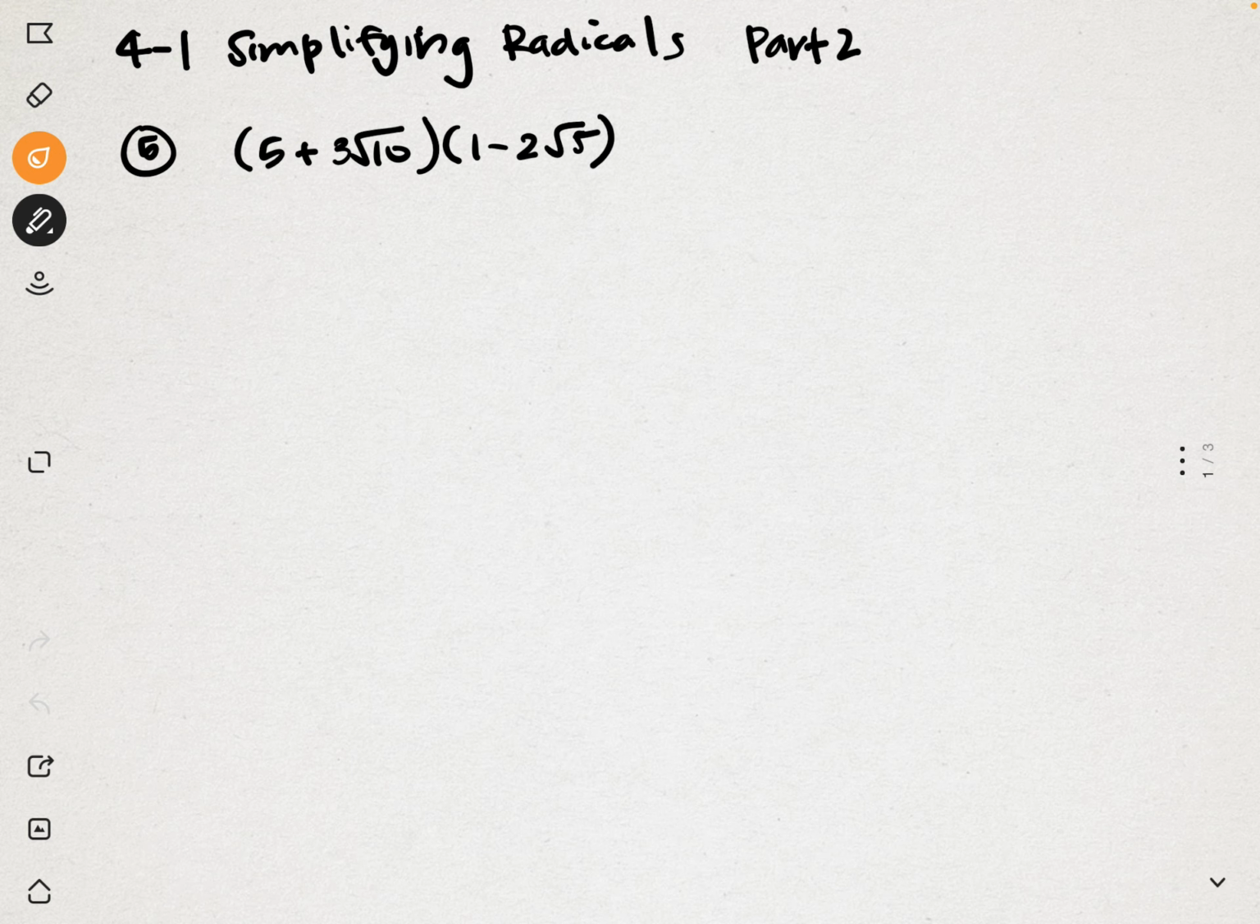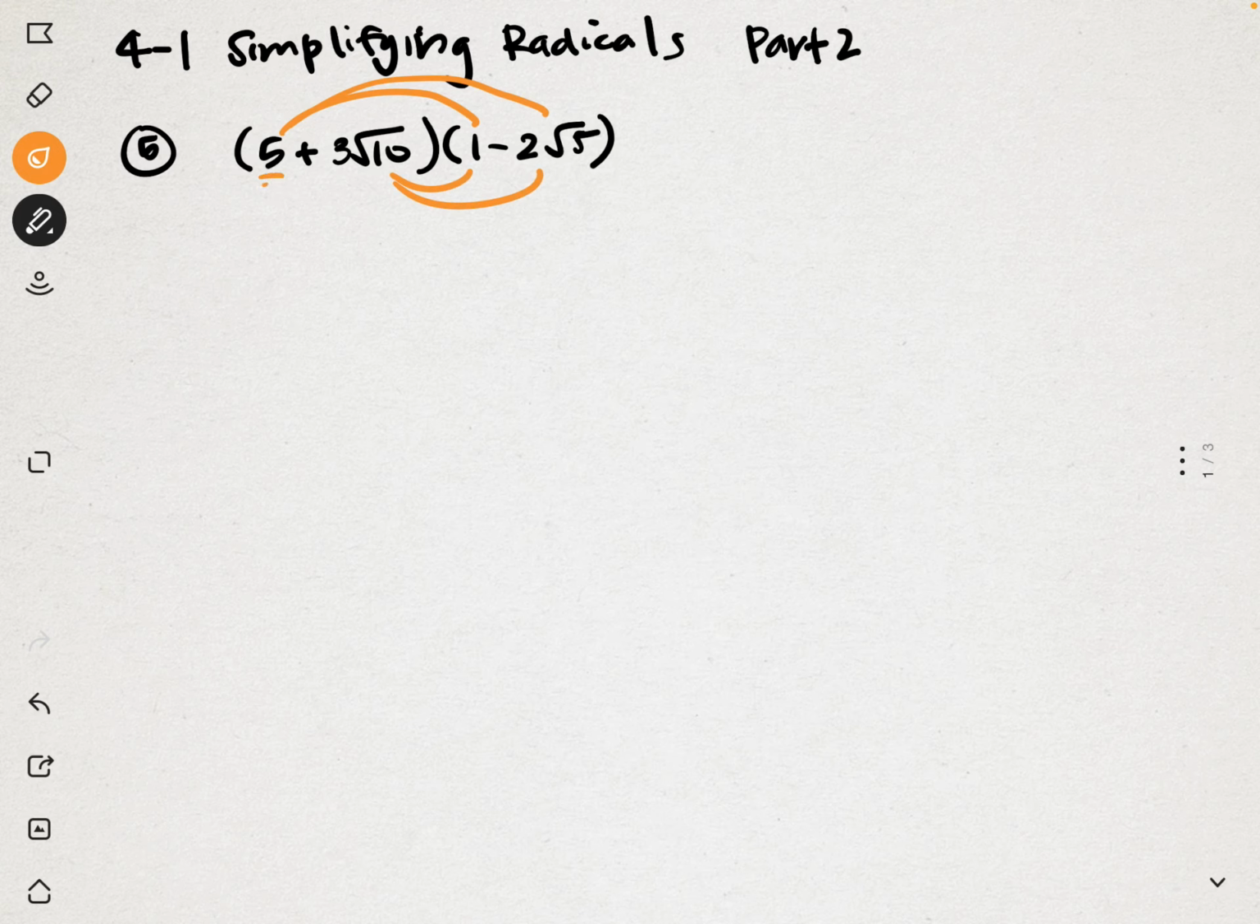So number 5 is just a FOIL, or a distributive property, right? So we're going to make sure we multiply each term here on the left side to each term on the right side. All right, so let's go ahead and do that, and then we'll work on simplifying it later.